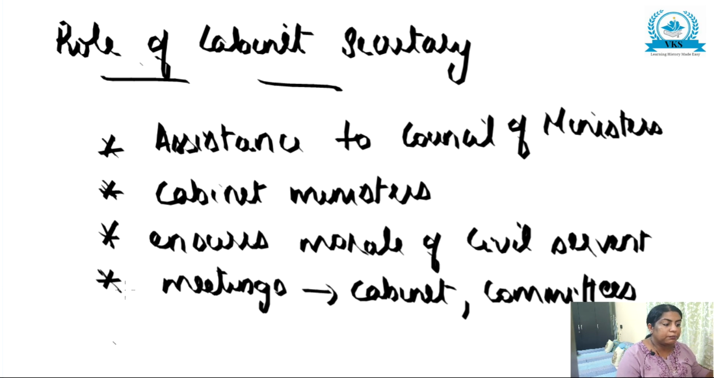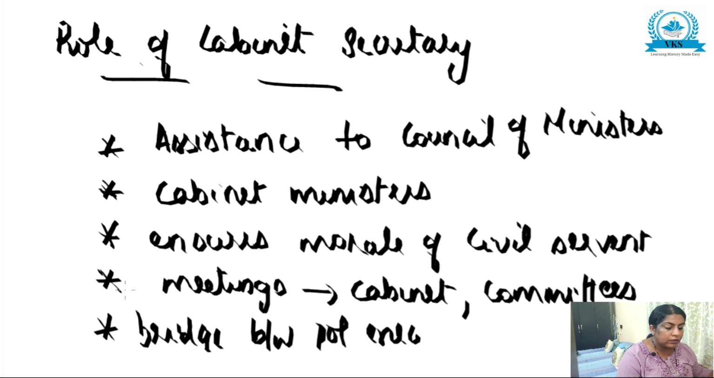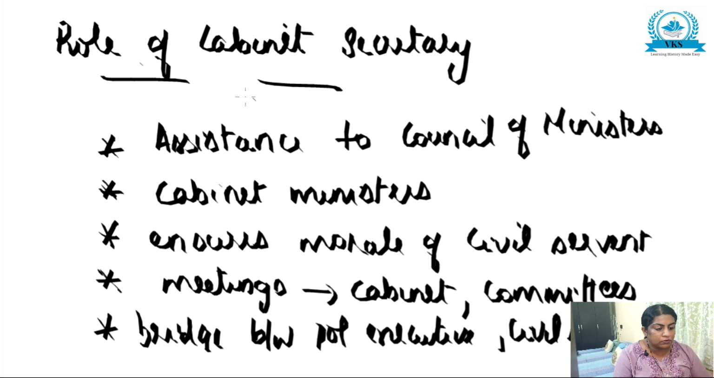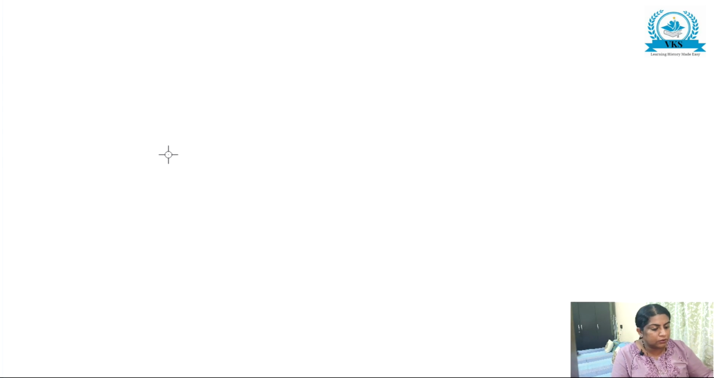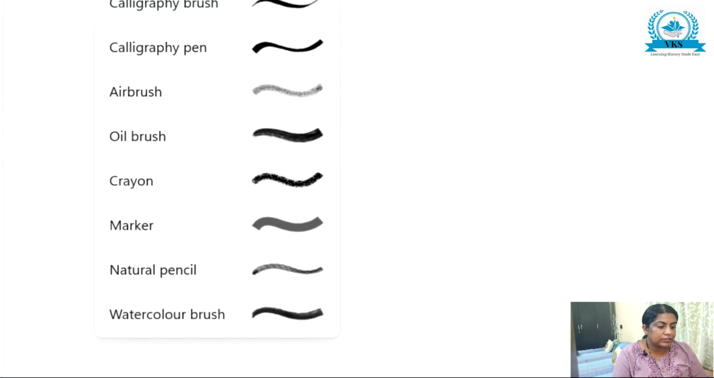Then he has to act as a bridge between the political executive and the civil servants in situation of conflict between the two. So in case of conflict between the political executive and the civil servants, in such situations the cabinet secretary acts as a bridge between the two. So that also comes as a duty or function of the cabinet secretary.